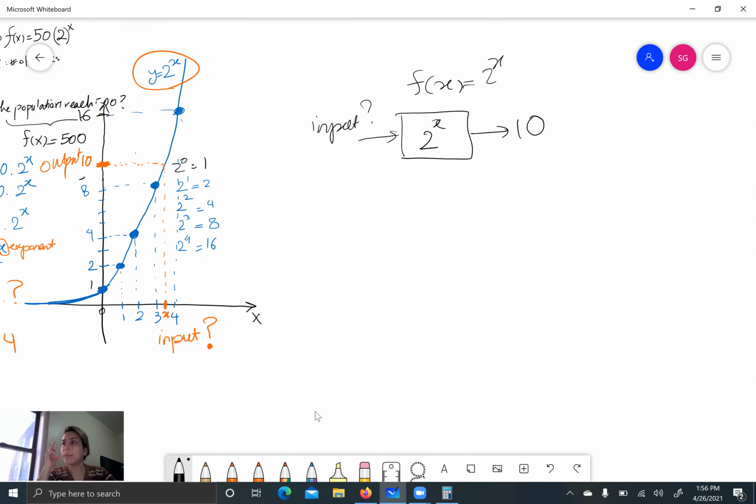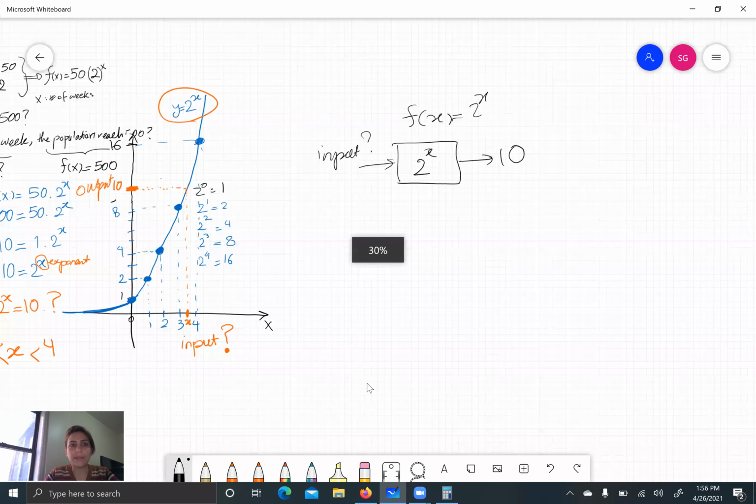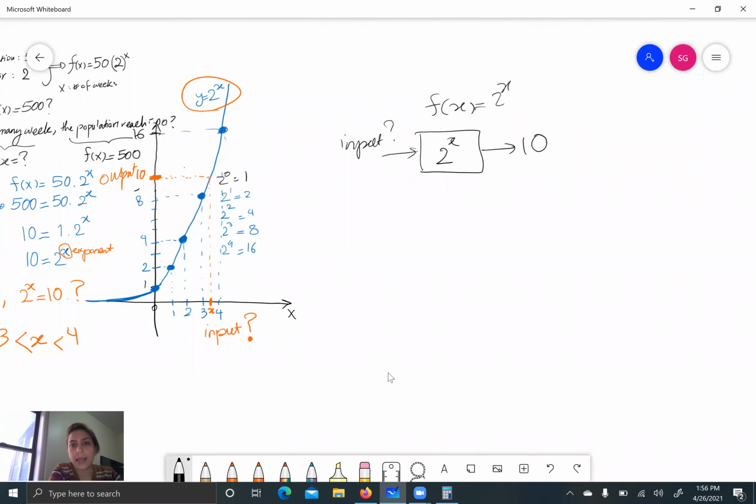So remember, in chapter 1, when we had a question like this, we introduced the inverse function. And here we are able to go for the inverse function, because the original function is 1-to-1, because our 2 to the x is a 1-to-1 curve. So we are able to use the inverse function.